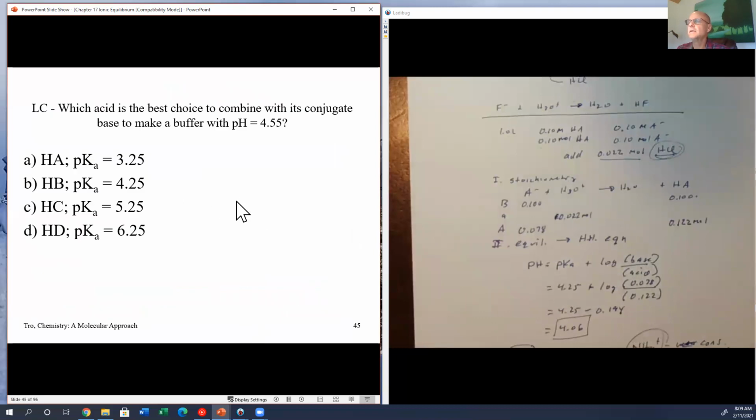All right, so here's another Learning Catalytics question for you. Of course, we're not using Learning Catalytics, so I'm just going to pause here again and let you think about this and answer it.